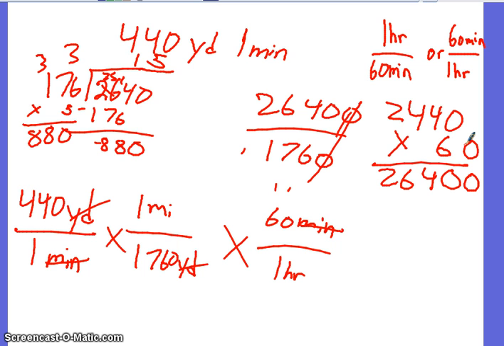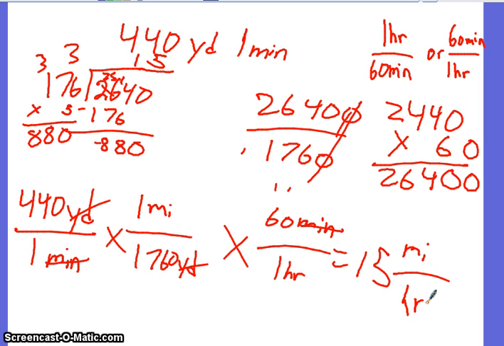So I did 440 times 60 and I get 26,400 divided by 1,760. I crossed off my zeros, dividing by 10 on both of those. That gave me 2,640 divided by 176. I got 15 as my numerical answer. The only measurement on top I have left is miles, and the only measurement on the bottom is hours. So it's 15 miles per hour. It's properly labeled.